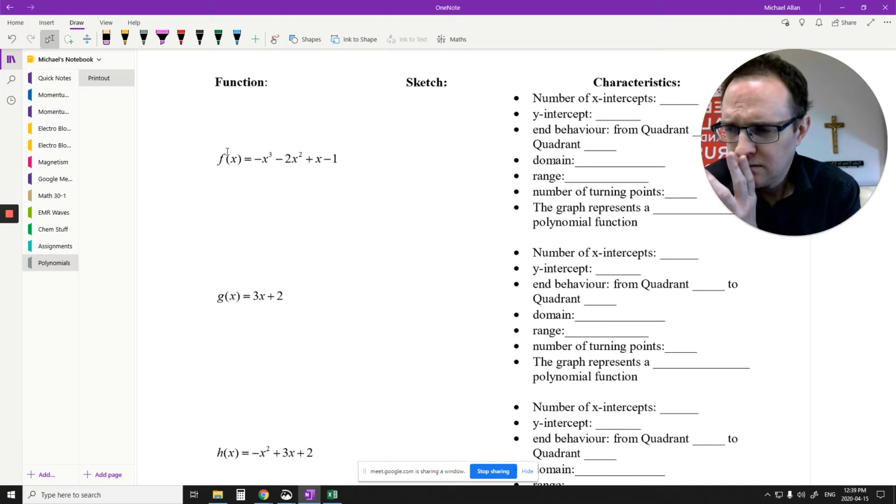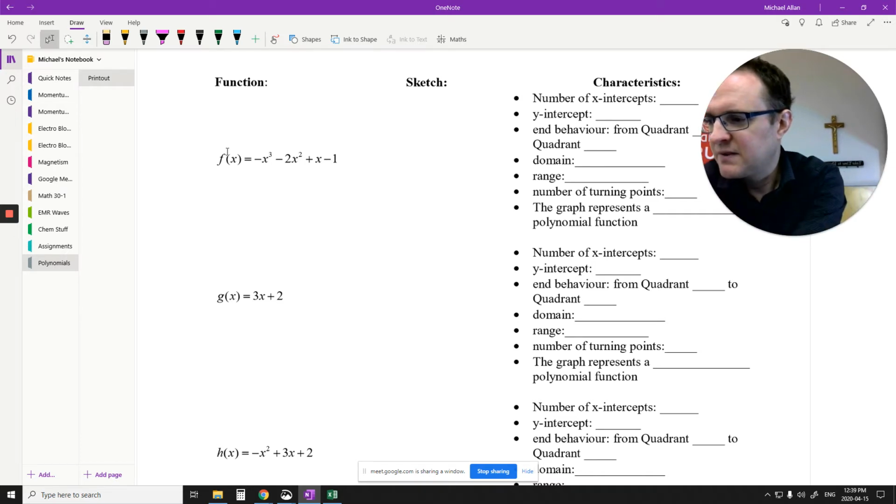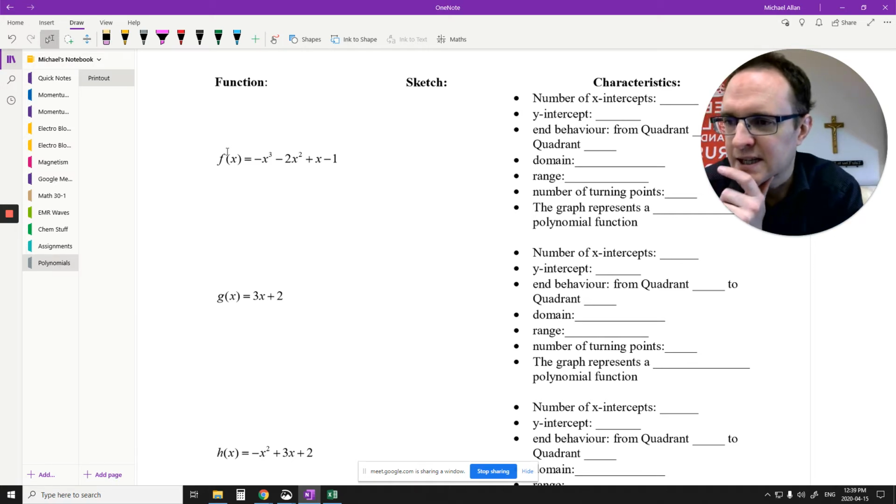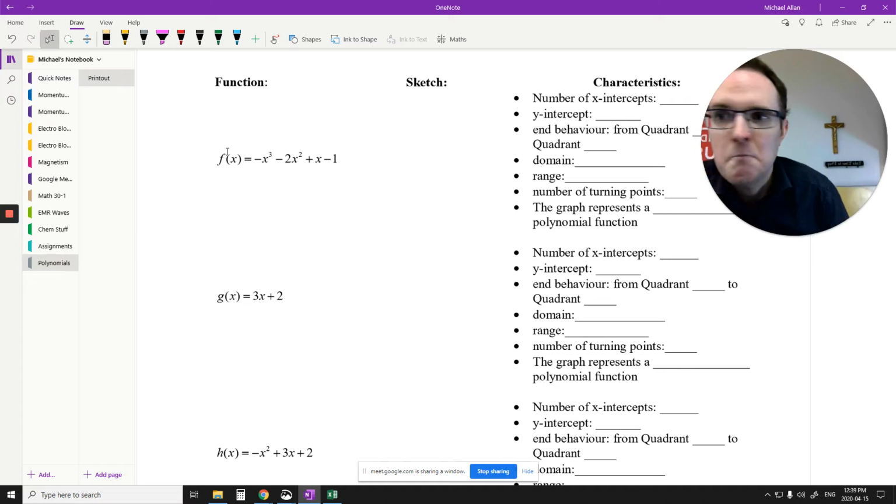Some of them you're going to have to, because of the number of x-intercepts. Everything else, except for the range of this third one at the bottom here, you can't really do. But try your best to fill out as much as you can without a graphing calculator, and then you can go to your graphing calculator and get a little sketch for it as well. Okay, pause it, try it out.